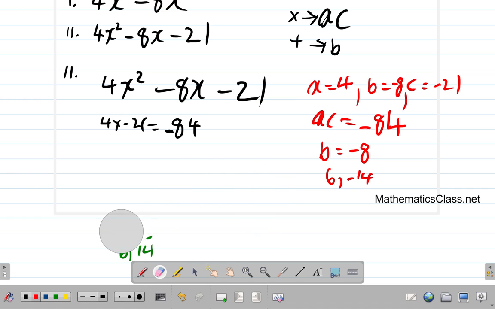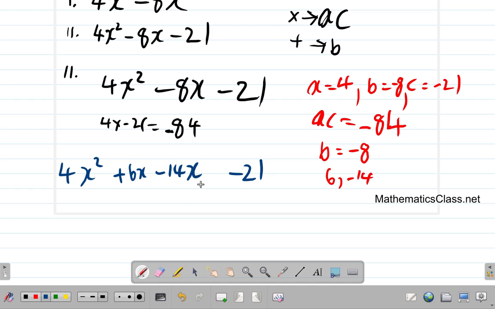Nice. So remember, even though it's an example, I'm just taking some time to explain the principle behind it, just to remind us what this thing is about. So we have 4x squared. At the other end we have negative 21. But we're going to split the negative 8x into 6x and negative 14x. It doesn't matter which one we put first. So it's going to be plus 6x and minus 14x. You see that?